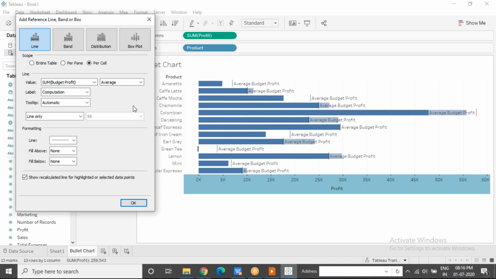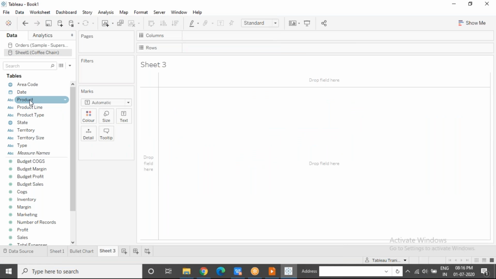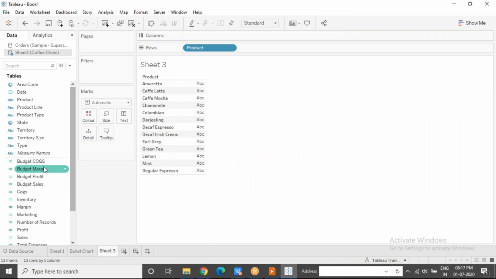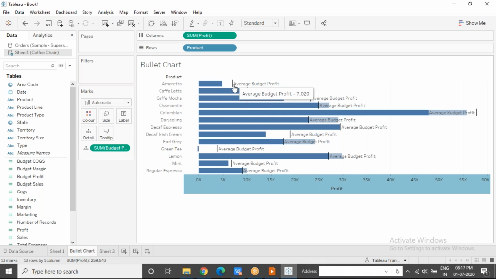Okay. So here it's like this. Now every product has been given a target profit, which is budget profit. So we want a reference line indicating this number or that value there on the graph. For Amaretto, the budget profit or the target is 7,020, which is what should come up in the reference line.